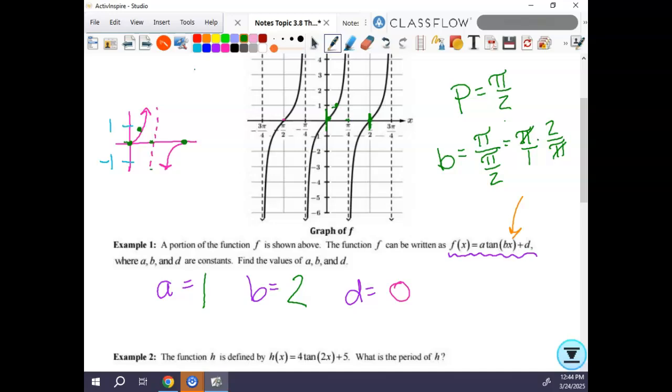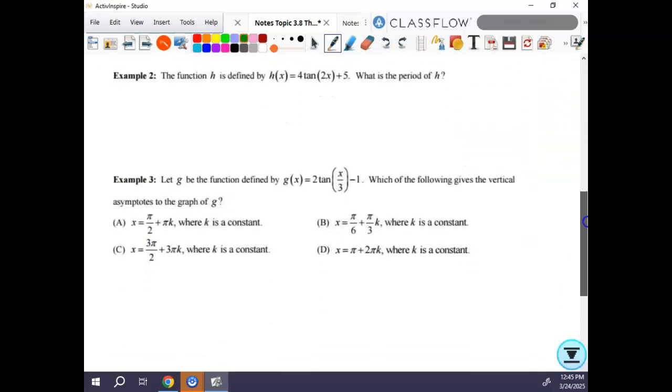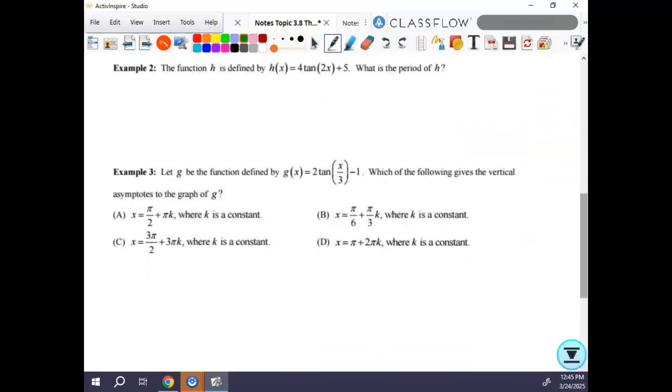What questions do you have? So the processes are the same as you do for sine and cosine. The graph is just a little different, and you just have to know some values and you'll be okay. All right, any questions? All right, so let's look at example 2. I know it just asks me for the period, but we're going to find everything we can.